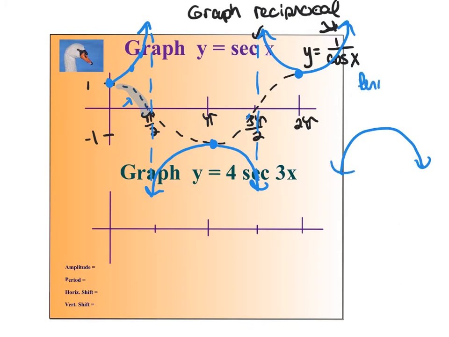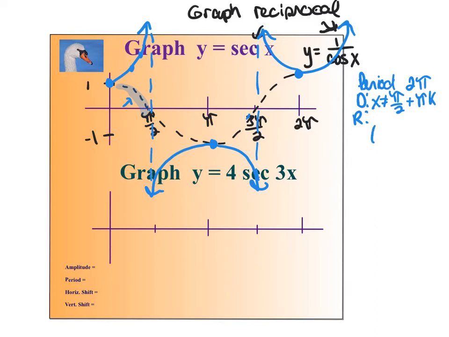Okay, the period for the secant of x is 2 pi, just like cosine. The domain is everything except pi over 2, so we say x can't be pi over 2 plus pi k. And the range, now be careful, it's not all reals. The range is going to be everything except the numbers between negative 1 and 1. So from negative infinity to negative 1, and then from 1 to positive infinity.